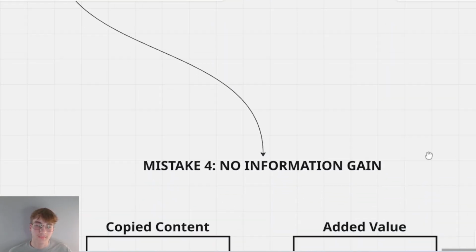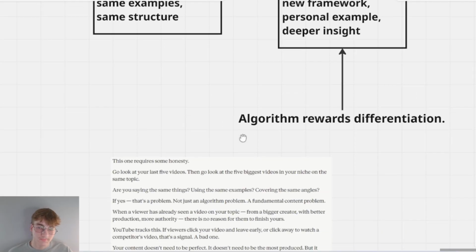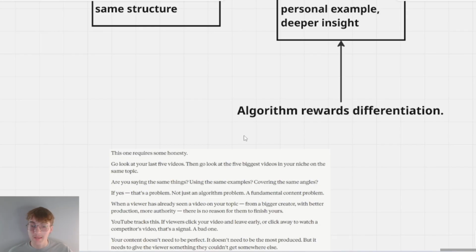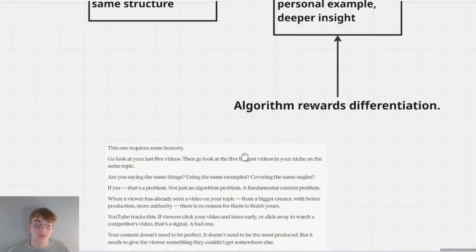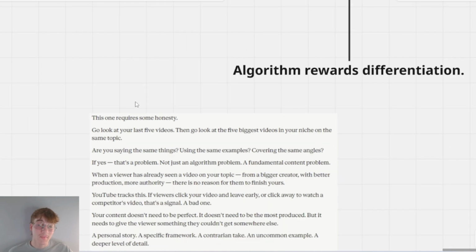So the fourth mistake, no information gain. This one requires some honesty. Go look at your last 5 videos. Then go look at the 5 biggest videos in your niche on the same topic. Are your videos saying the same thing? Are they using the same examples? And are they covering the same angles? And if yes, that's a problem. Not just an algorithm problem, but a fundamental content problem.